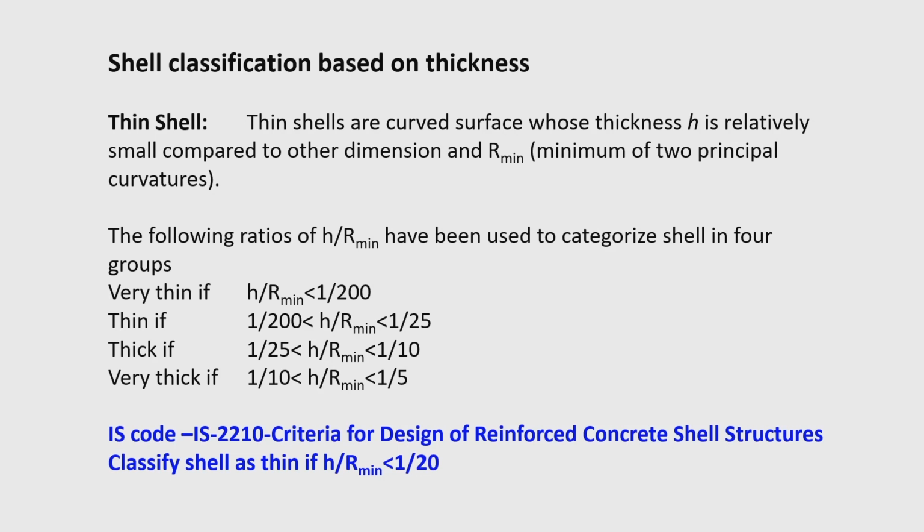The Indian code, that is IS 2210, criteria for design of reinforced concrete shell structure, classifies a shell as thin if h by R minimum is less than 1 by 20. So, in our theory of shell, we will mainly discuss the mechanics of the thin shell, that is, deformation, strains and stresses will all be related to the thin shell.